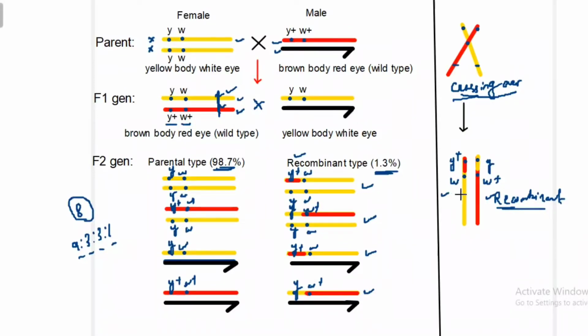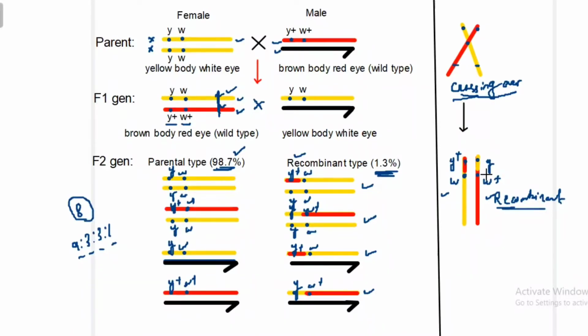So linkage is nothing but the close association of genes present in the same chromosome. So these two genes are closely associated, that's why there are fewer recombinant types we are getting, less percentage of recombinant type we are getting, and more percentage of parental type we are getting, because these two are present closely, okay.